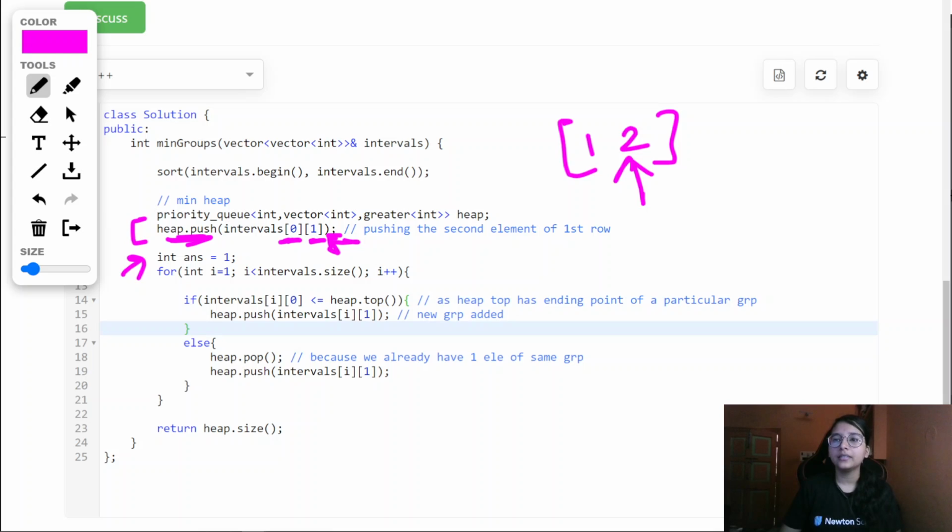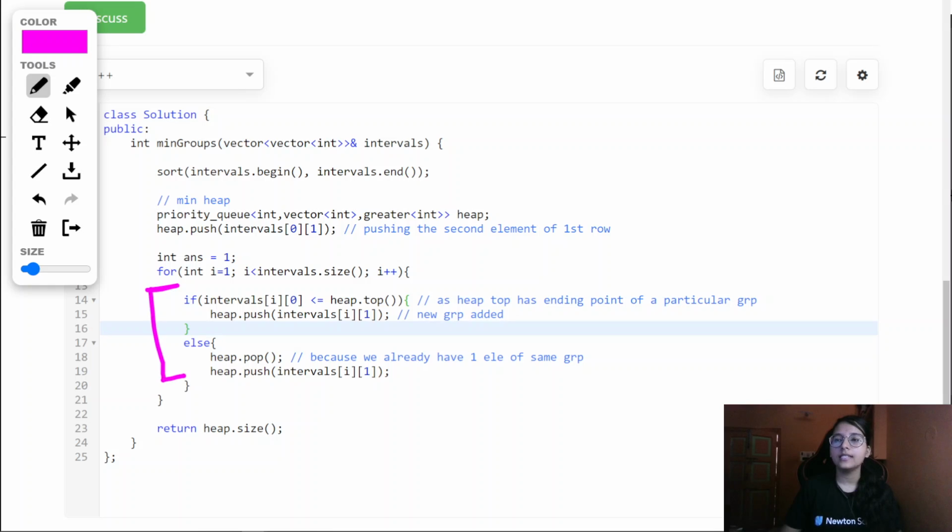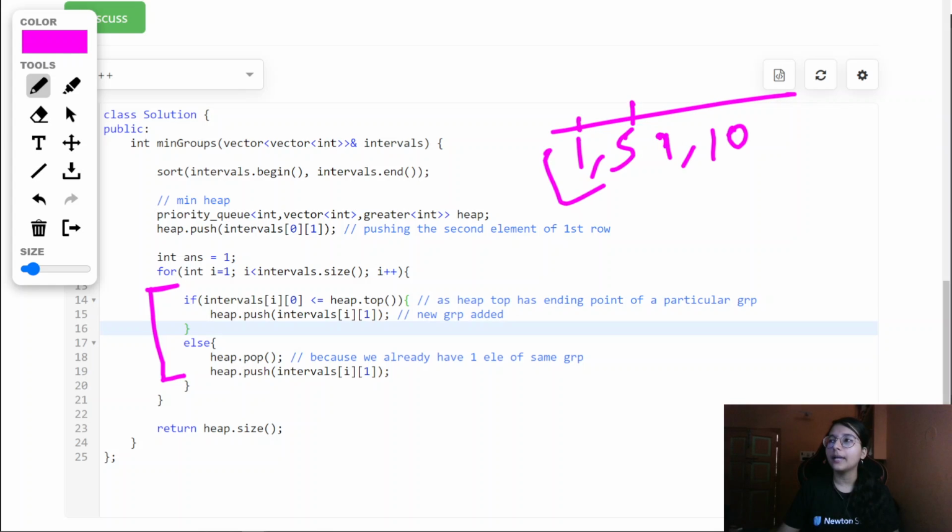So now comes the next part. We are starting from 1 because we have already pushed one element, right? So now we will be traversing this particular array which is given to us, and that's what we are doing. Now in this we are checking as per the next interval and its first element. Basically when we had already sorted that, we were having 1, 10 and 1, 5, right, in our sorted timeline. So that was the thing which we were having.